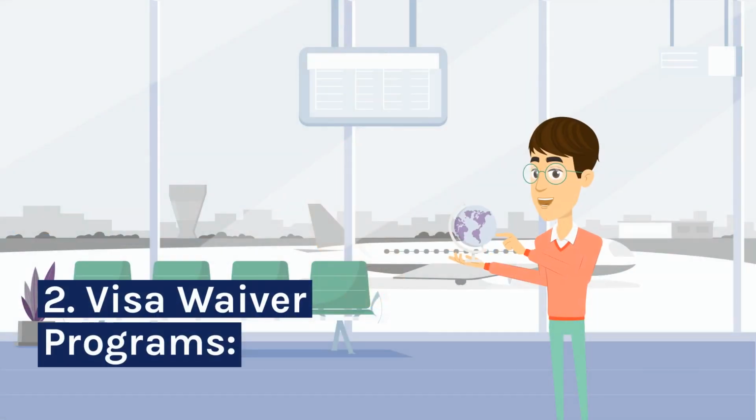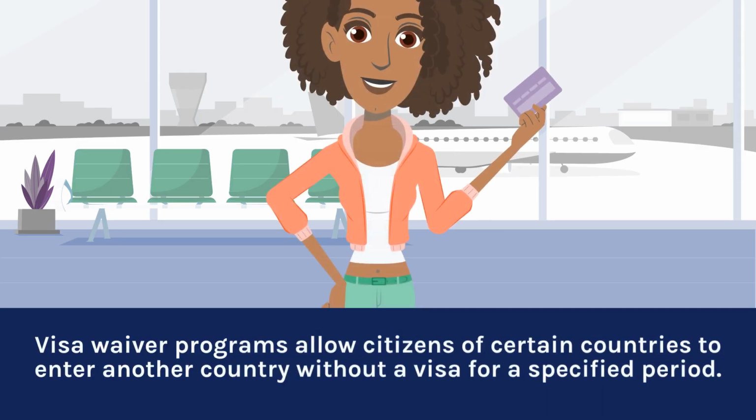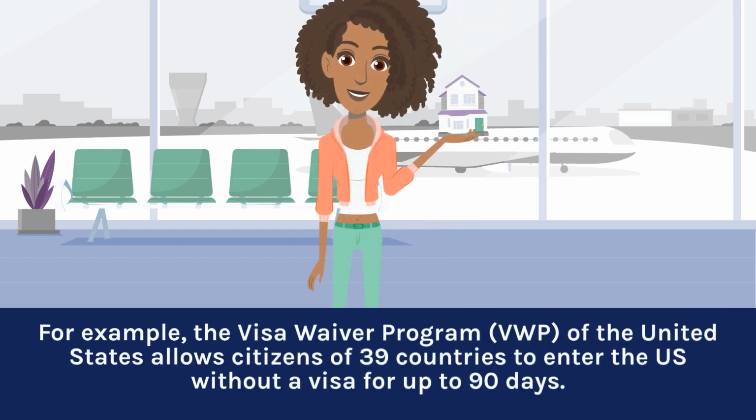2. Visa waiver programs. Visa waiver programs allow citizens of certain countries to enter another country without a visa for a specified period. For example, the Visa Waiver Program, VWP, of the United States allows citizens of 39 countries to enter the U.S. without a visa for up to 90 days.